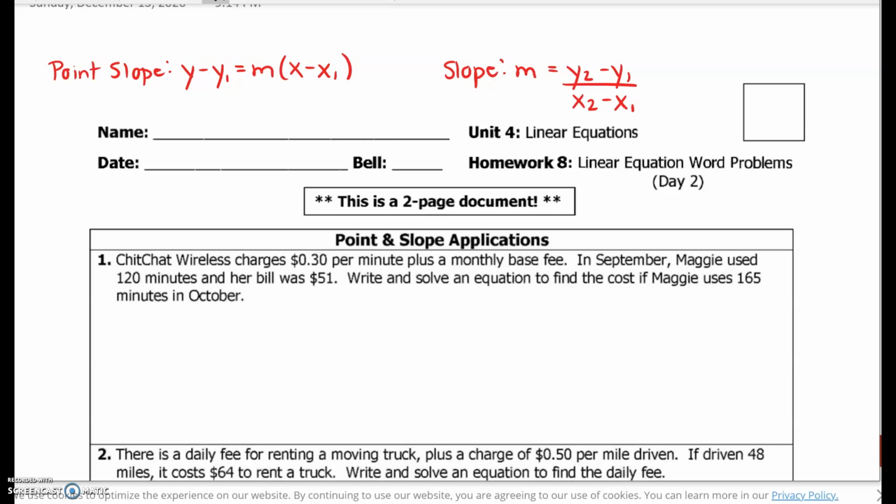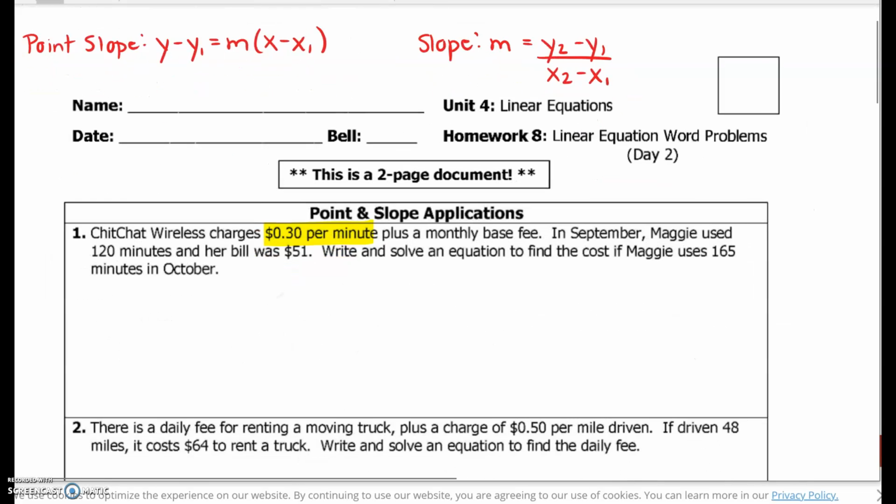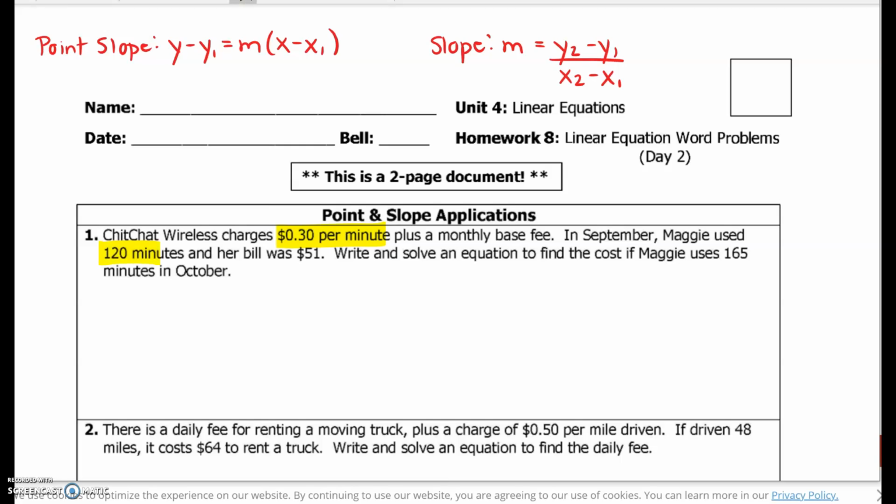So number 1 says, Chit Chat Wireless charges 30 cents per minute plus a monthly base fee. In September, Maggie used 120 minutes and her bill was $51. Write and solve an equation to find the cost if Maggie uses 165 minutes in October.